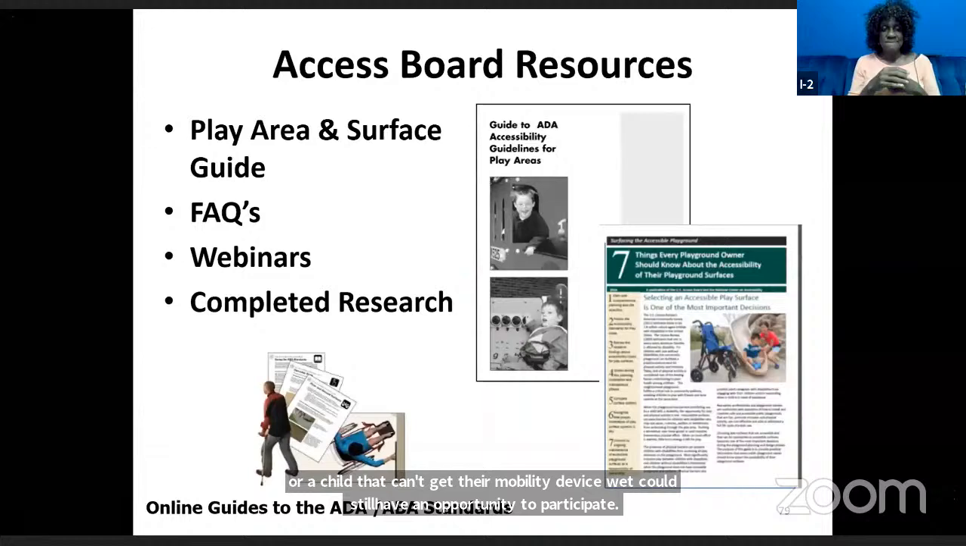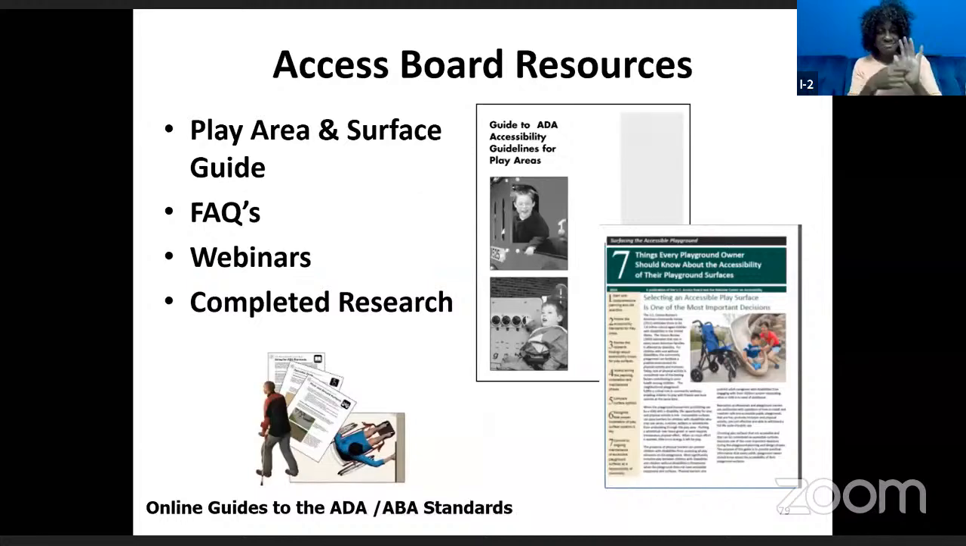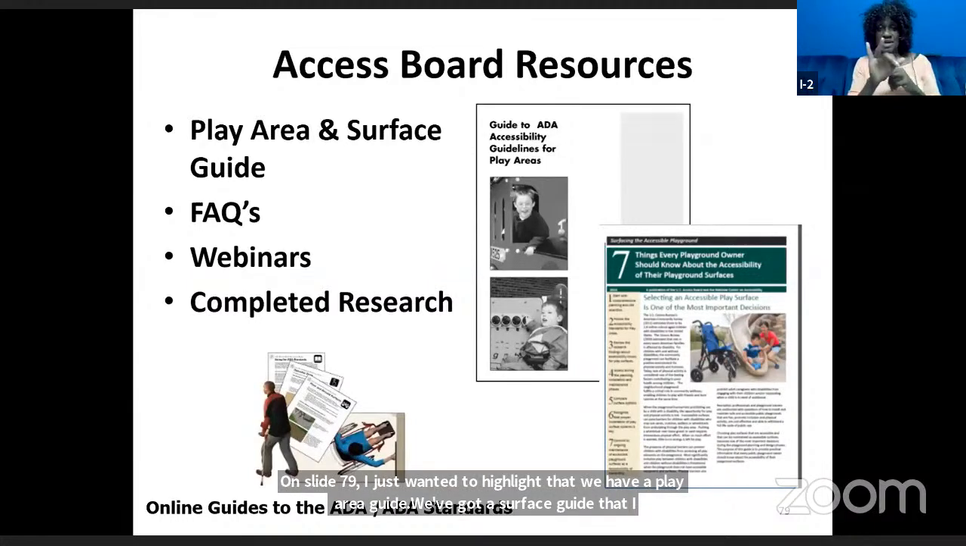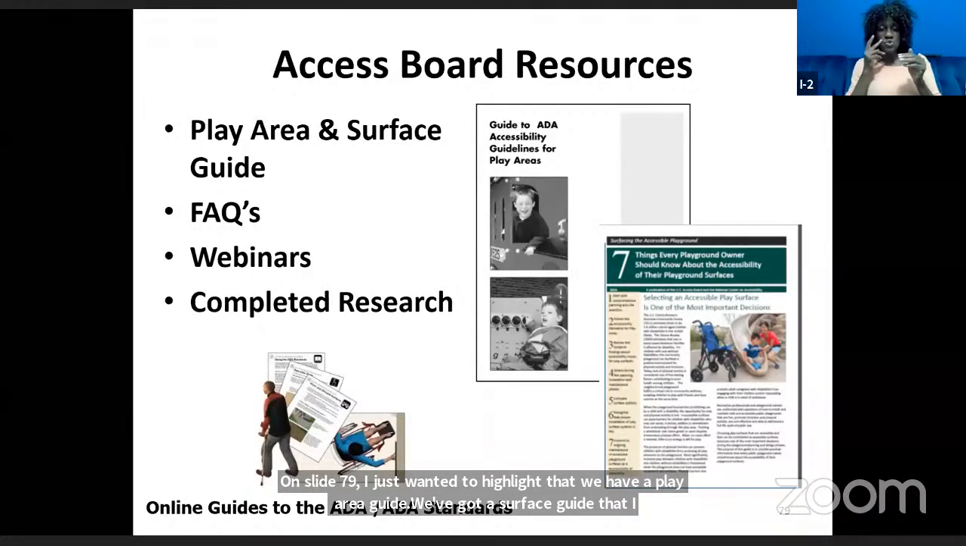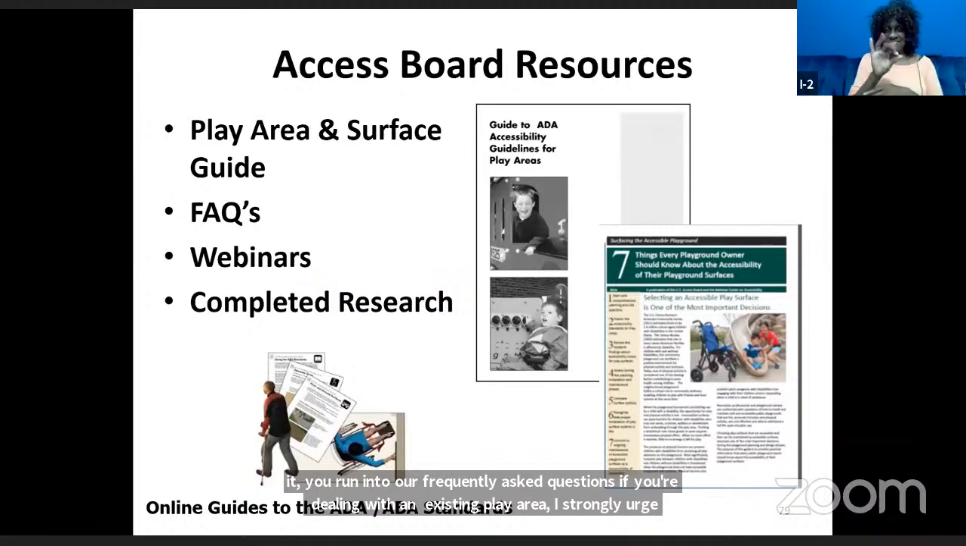On slide number 79, I just wanted to highlight that we have a play area guide. We got a surface guide that I highlighted to you too. If you go through the play area guide and keep running to the bottom end of it, you run into our frequently asked questions. If you're dealing with an existing play area, I strongly urge you to read the FAQs, especially if you're doing an alteration.